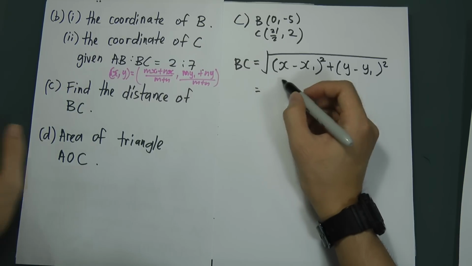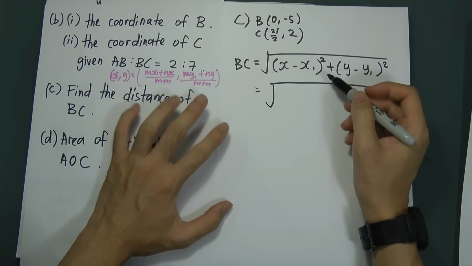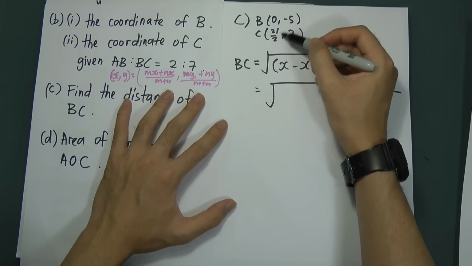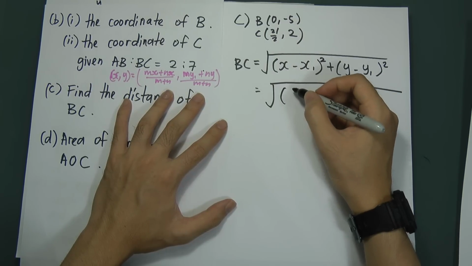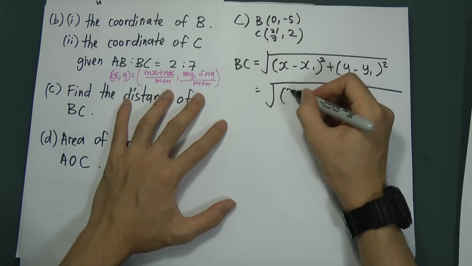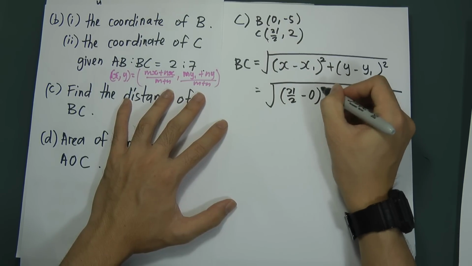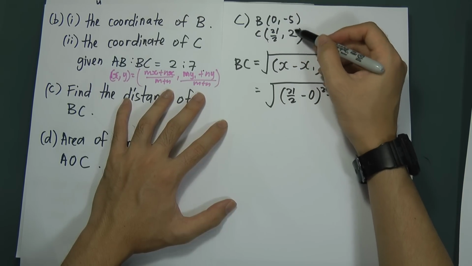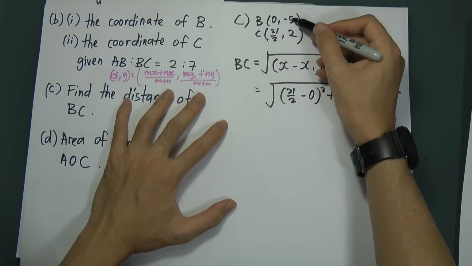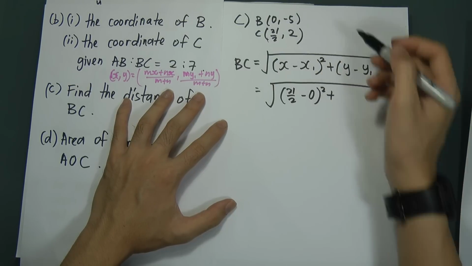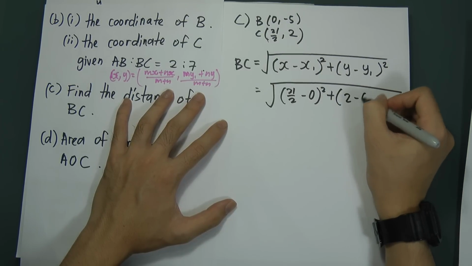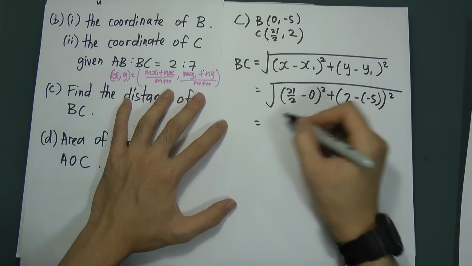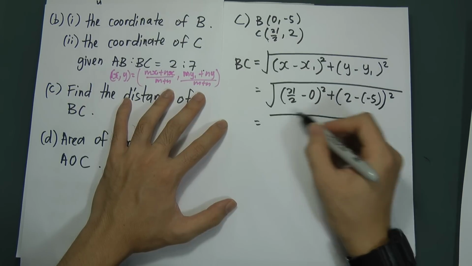But you must know, let's say I put this one in x minus x1. So we will got x minus x1, so it's 21 over 2 minus 0, squared, plus. Since this one is x, this one has to be y. This one cannot be y1, so you have to use this one minus this one. Cannot use this one minus this one. So it's 2 minus negative 5, squared. The whole thing under a square root.